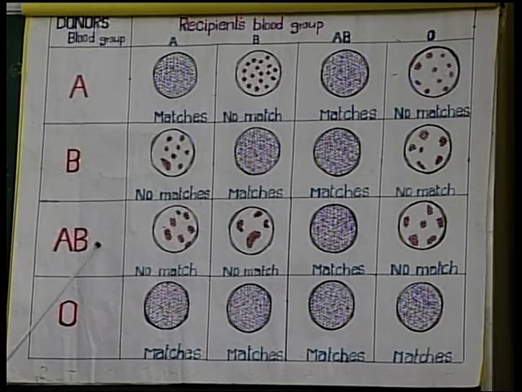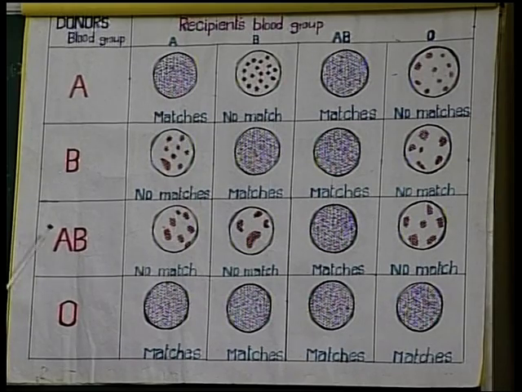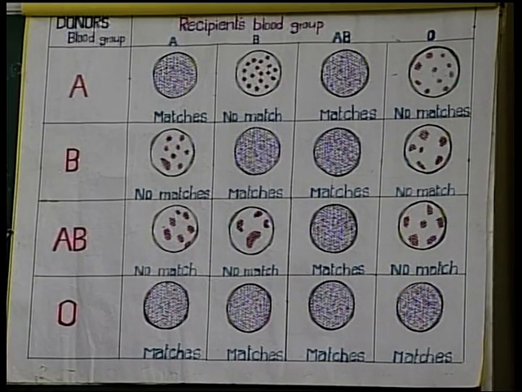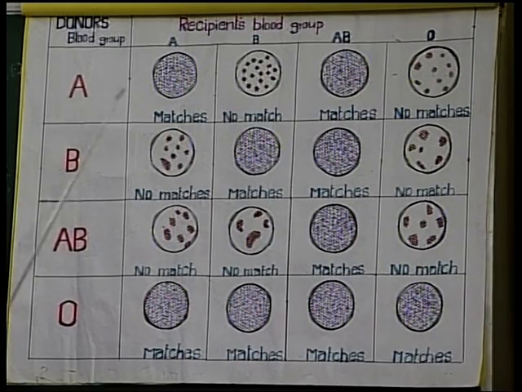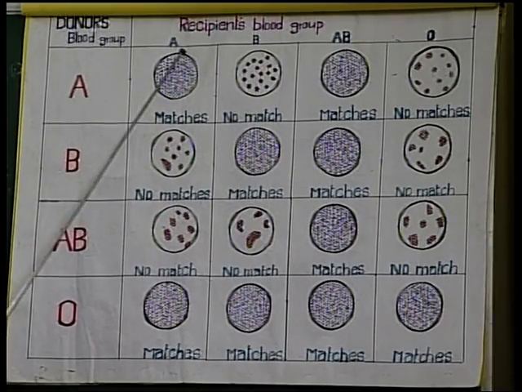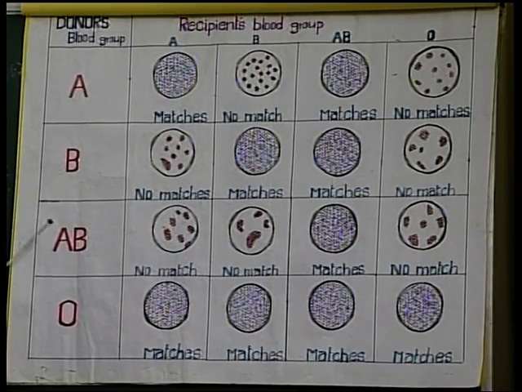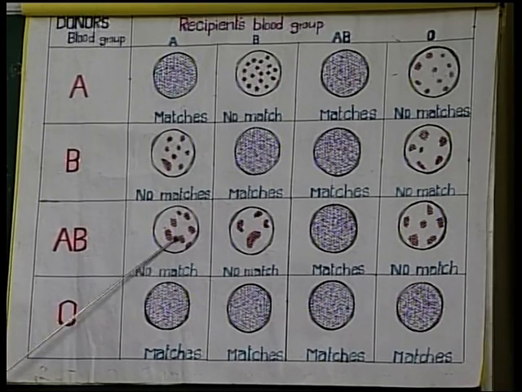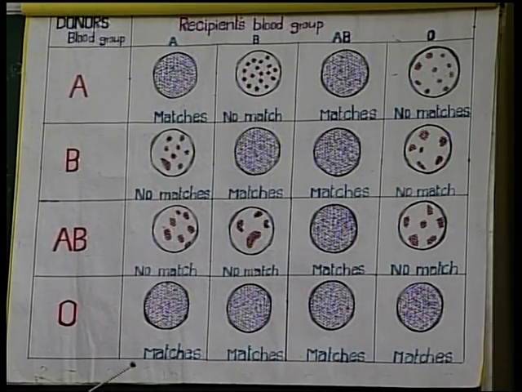If you look here, it is the AB blood group. What antigens are present here, friends? Very good. Both antigen A and antigen B. So, if it is transfused into A blood group, the antibody B reacts with this antigen B. So, it doesn't match. There will be clumping of RBC. Did you understand? Very good.